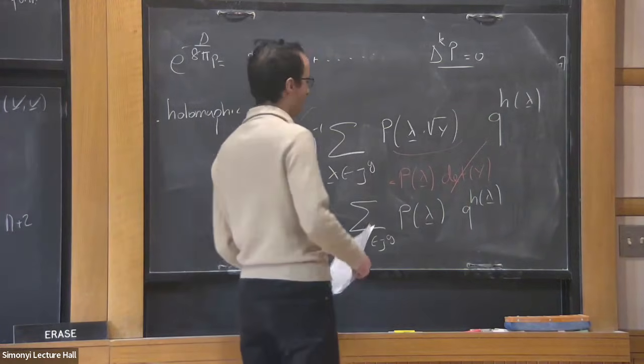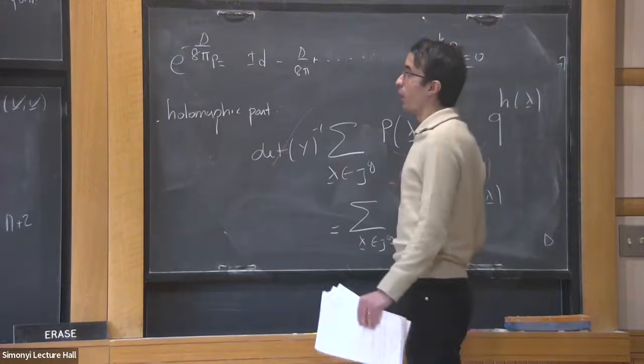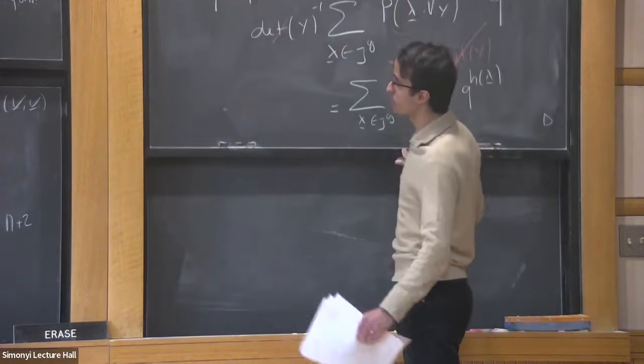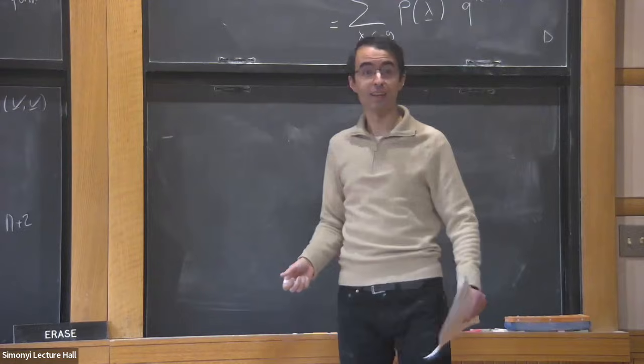Okay, great. So that's maybe the corollary of the theorem. Now this is still somehow not satisfactory. We can ask: what does the non-holomorphic part look like?